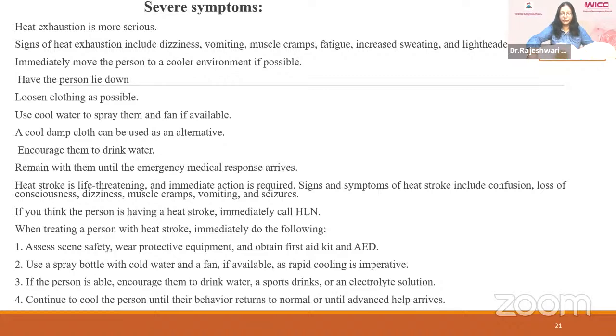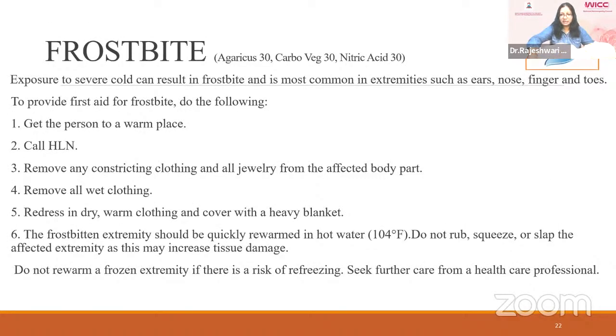And heat stroke is very life-threatening. If there are signs of confusion, loss of consciousness, dizziness, muscle cramps, seizures, it is life-threatening. Call the helpline number and start treating the person. Assess the scene safety and obtain the first aid kit and AED, use a spray bottle of cold water and a fan. Rapid cooling is very, very important. If the person is having a very serious heat stroke, immediate action is important. If the patient is able to drink, encourage them to drink lots of water, sports drinks, electrolyte solutions, and continue to cool the person till the advanced care arrives.